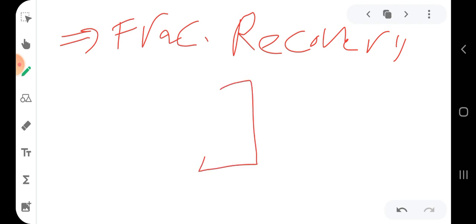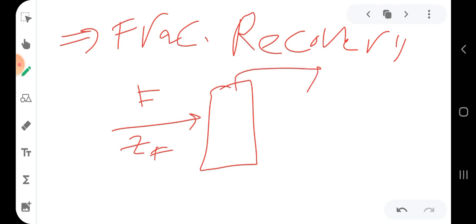So if you have your distillation column, this is your feed, with a composition of the light component ZF, and then this is the top product, the bottom product. Of course, here we have a condenser and the boiler.